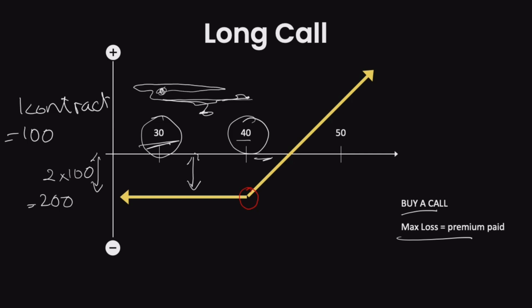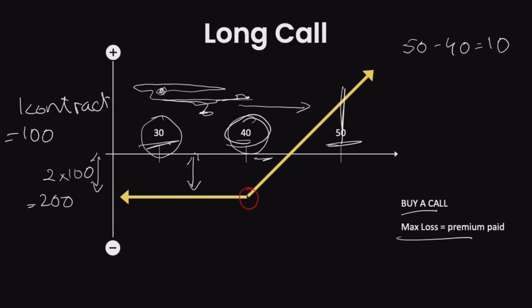Now, if the stock price at expiration is beyond 40 rupees, so it goes way beyond this, let's say it ends at 50 rupees, you can buy the stock at 40. That's your strike using the call option, and then immediately resell it in the market for 50, gaining a 10 rupees price difference per share. So 50 minus 40, that's 10 rupees that you make per share.